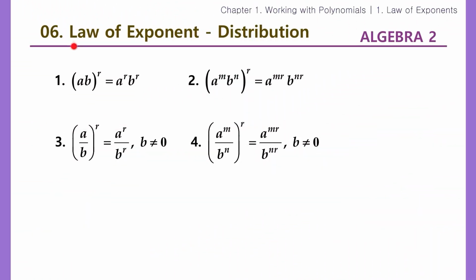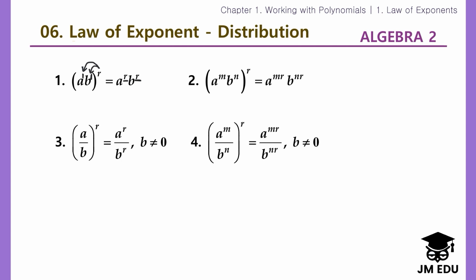Number 6, law of exponents, distribution. For number 1, we have (AB) to the power of R, right? This means A is multiplied R times, so that's going to be A to the power of R. B is also multiplied R times, so that's going to be B to the R. So what we can do is just distribute R to this power 1. So 1 times R, that's R. And R times this power 1, 1 times R, that's R, right?